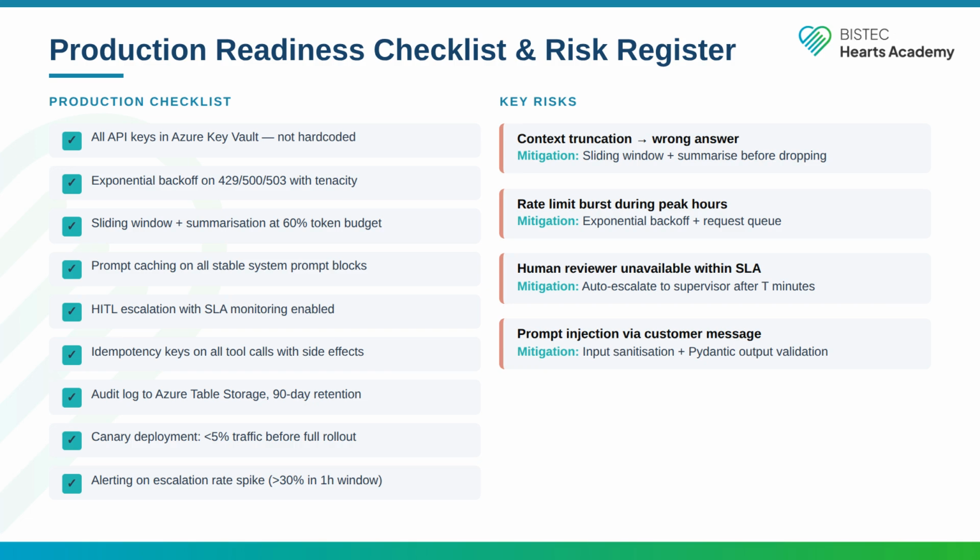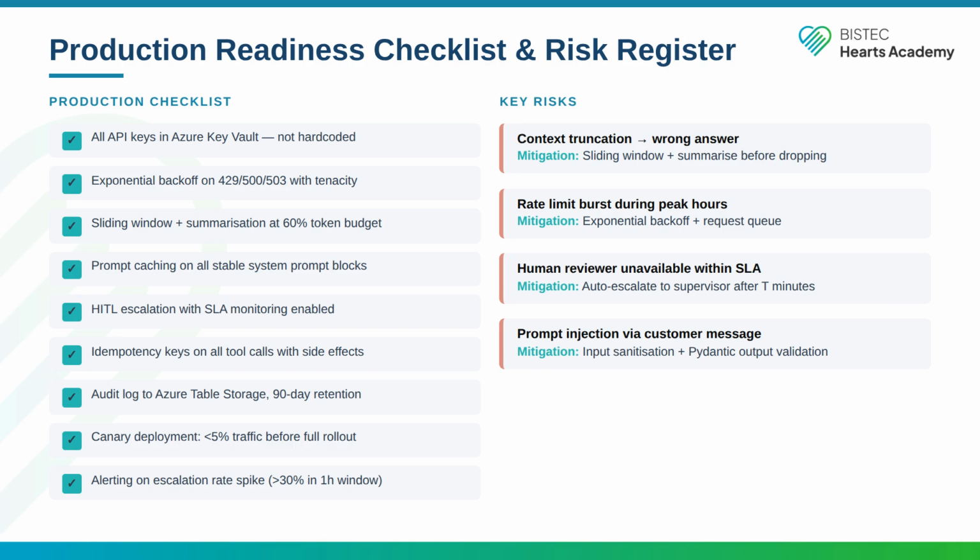Alerting must fire when the escalation rate spikes above 30% in any 1-hour window. A canary deployment of under 5% traffic must precede any full rollout, and a rollback plan must be documented and tested, not just described. The risk register captures the 4 most likely production failure modes.